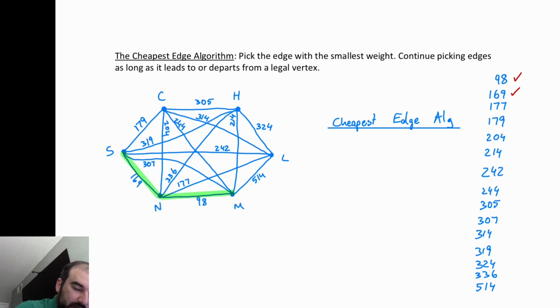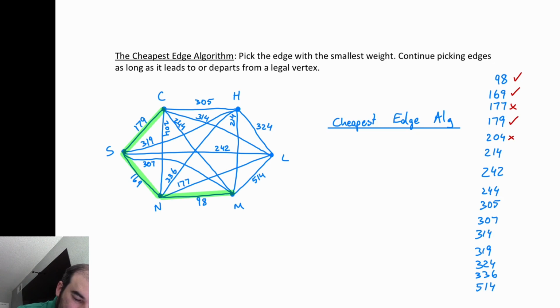So the next one in question is the 177, which is this flight here, and we cannot include that because N is no longer available. So this is not something we're going to add. The 179 in question on the next one is this edge here. That one is totally fine to add. So let's add that one. So the 179 we are using. The next one is the 204. The 204 uses N, which is not available, so no on the 204.